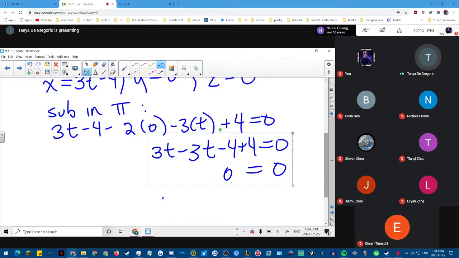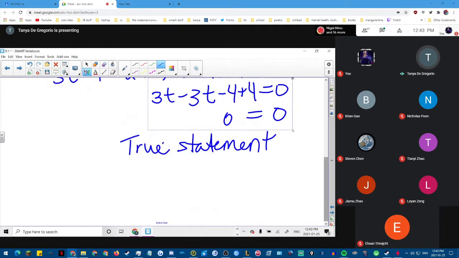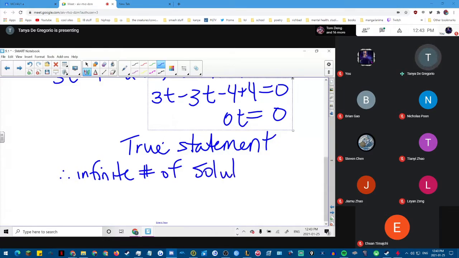Okay, so this is a true statement. So I have 0 times t. Well, no matter what t is, when I multiply it by 0, it's going to equal 0. So therefore I know there's an infinite number of solutions. And the only way that there can be an infinite number of solutions is if the line lies on the plane.